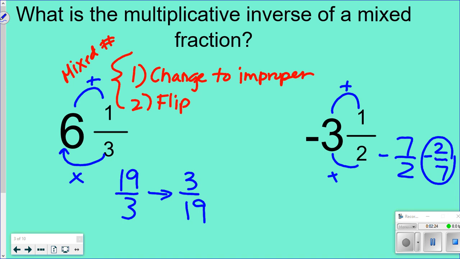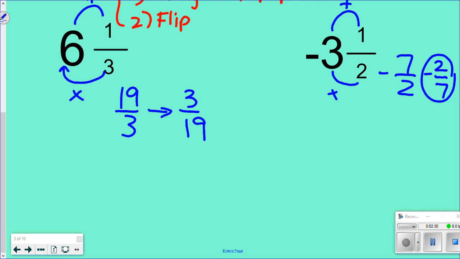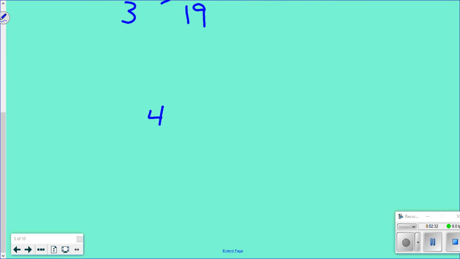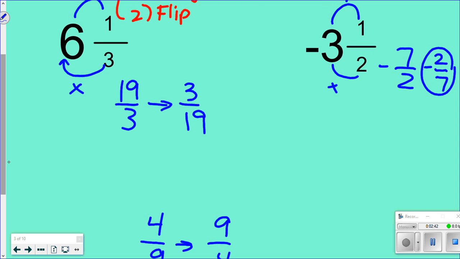So really, it's pretty simple. This is stuff you've done before. So first you got to change to an improper fraction and then flip. If you would just have a regular number like 4/9, the multiplicative inverse would be 9 over 4. So if you just have a plain old fraction, it's pretty easy to flip. But if you have a mixed number, there's a few more steps to it.